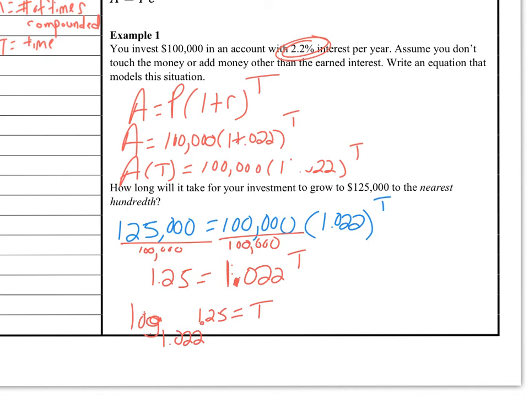Okay? So from there, type in the calculator, get yourself an answer. T works out to be 10.25 years.